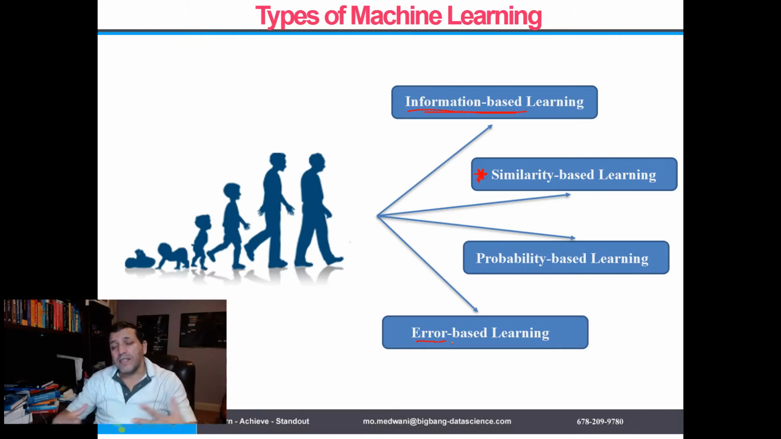So these are the methods of learning used by humans to make decisions in their daily life. And we want to build a system that mimics them. We want to build an equation that can mimic humans in making decisions using information based, similarity based, probability based, and error based learning. And that is what we're trying to do here.